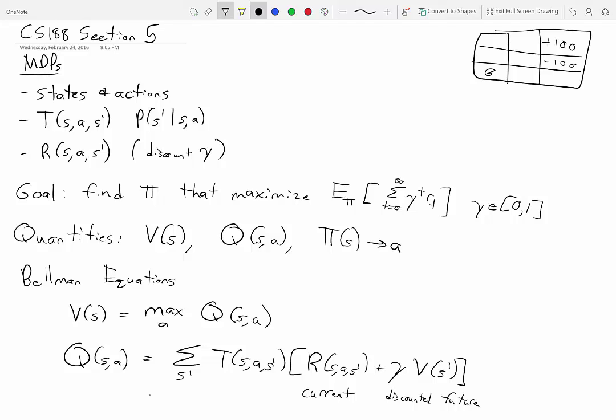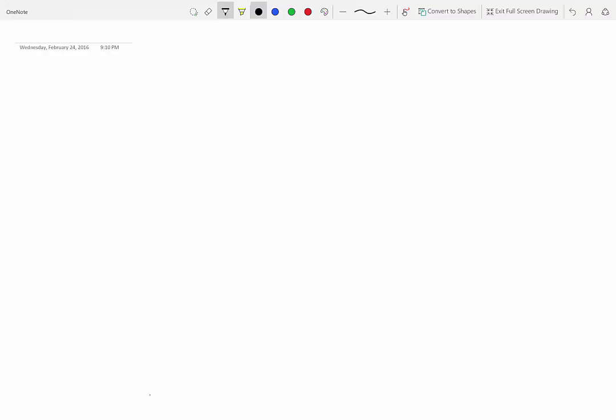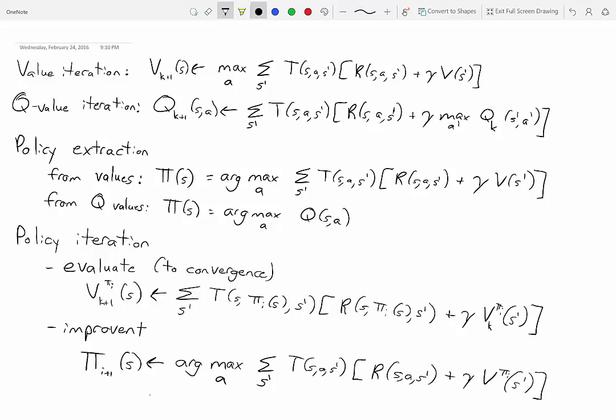Okay, so now that we have this set up, let's talk about all the different ways of solving and getting our policy pi. So first, let me write down all of them, and then we can talk about them. So first, let's just group these into three different categories. So we have 1, 2, and 3.